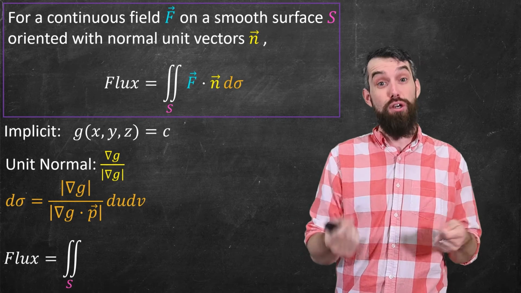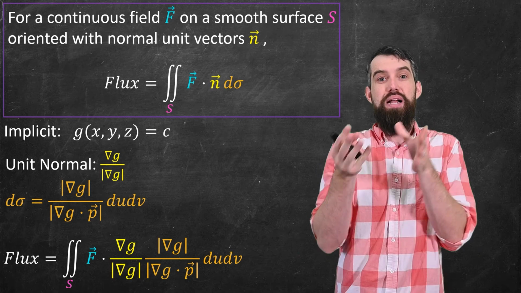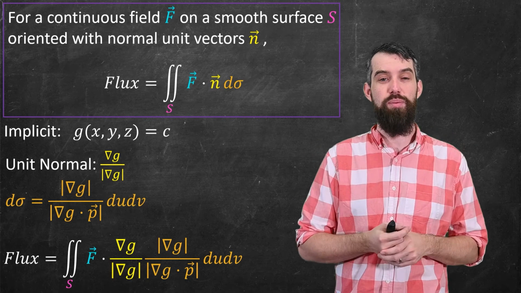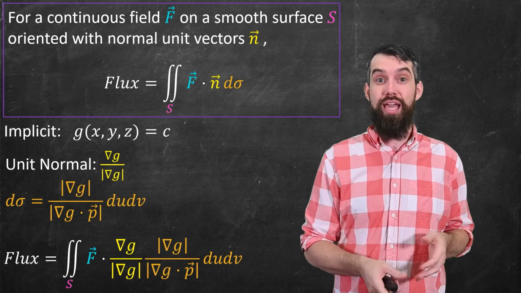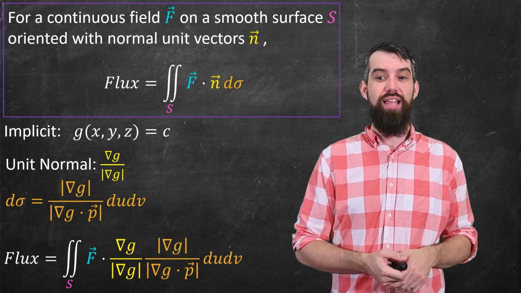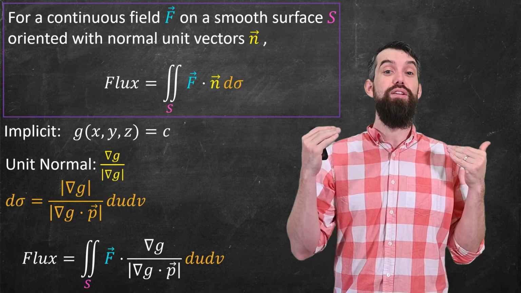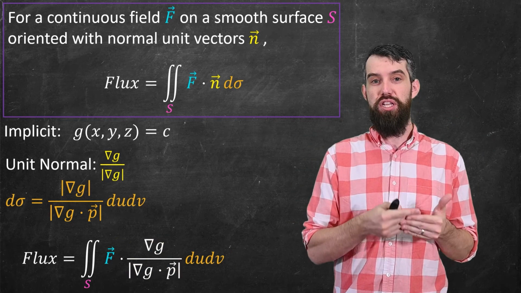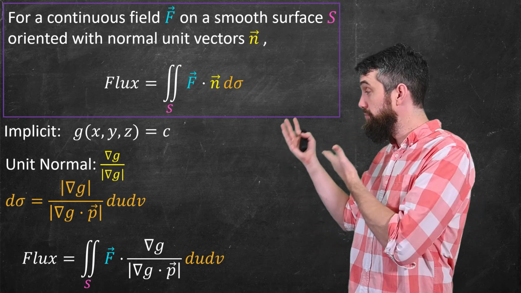This gives us the surface integral of F dot, well, I've plugged in the normal vector and I've plugged in my expanded d sigma. Thankfully, I noticed some cancellation. The length of the gradient vector is there in both cases, so I can just cancel that off. And this gives me the final value of F dot the gradient of g, divided by the gradient of g dotted with this p vector. Again, a computable version of our general formula.